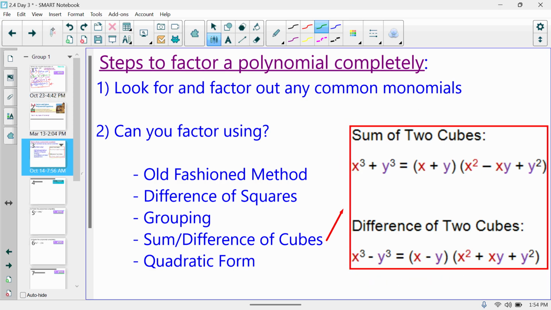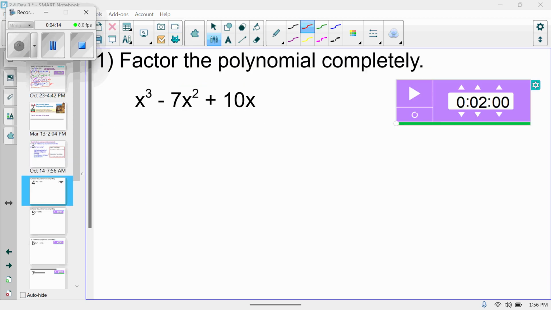And then quadratic form, we'll review what that means again later on in class today. But basically, this is very similar to this. It's just that it won't actually be a quadratic, but you still have to think about what you do when it is a quadratic. So again, we'll review that later on, but just make sure you're getting this down into your notes. Okay, so factor the polynomial completely.